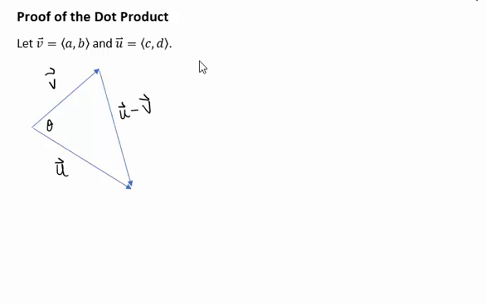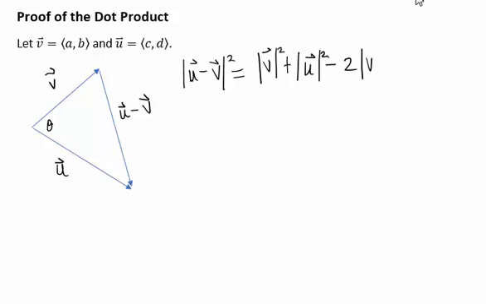So first, using the law of cosines, we can try to find the magnitude of vector U minus vector V. So we would take the square of the magnitude of that vector and set that equal to the square of the magnitude of V plus the square of the magnitude of U minus 2 times the magnitude of V times the magnitude of U times cosine of theta.